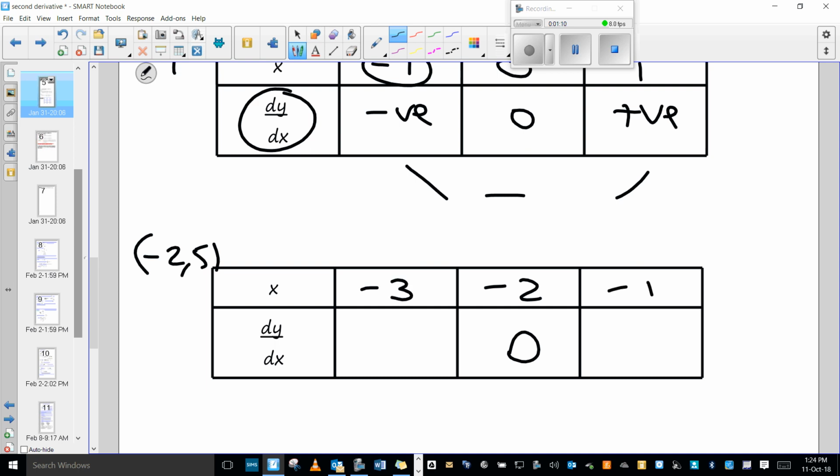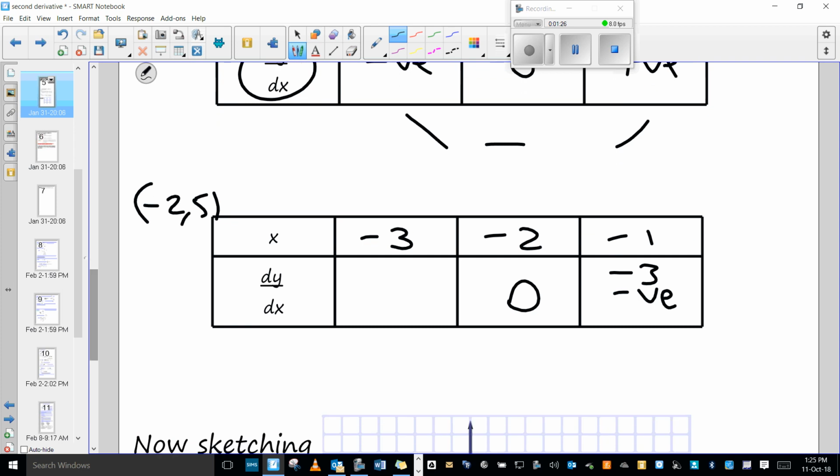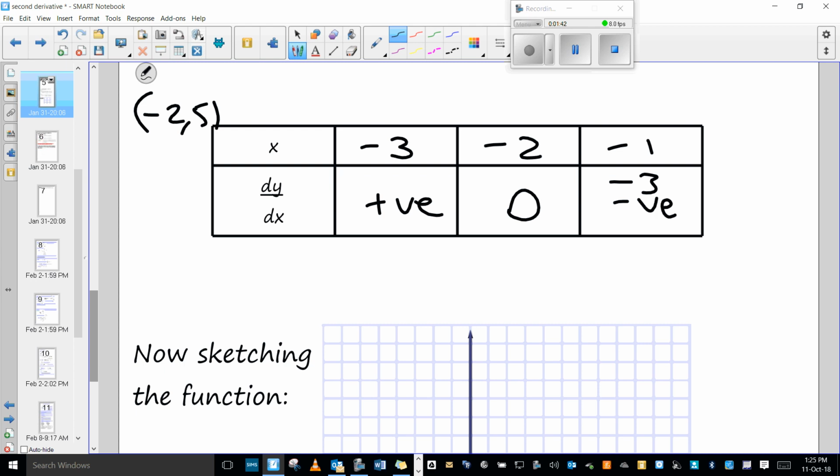Well, handily, we've already worked out when x is -1. We know that that's a negative value. When x is -3, what's the value? Do we know? And then put it in. It's positive, because we know it's going to go up, 0 and negative, so that tells us it's a maximum point.